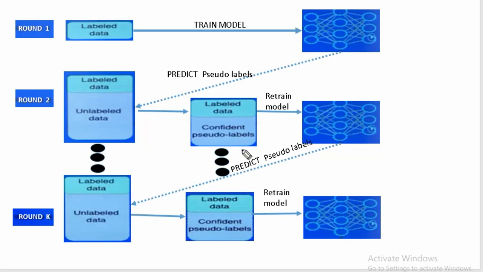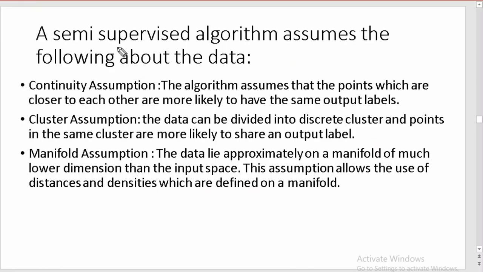This process will be repeated again and again, that is, for k rounds, until there remains no unlabeled data which can be confidently labeled. And definitely the model you get here will be much better than the model which we trained at first. This type of algorithm is called a self-training algorithm, which I explained in the previous slide. Now let us discuss some assumptions in semi-supervised learning.